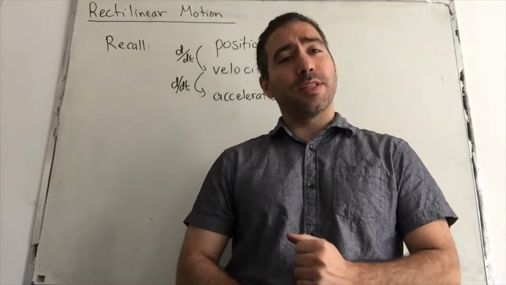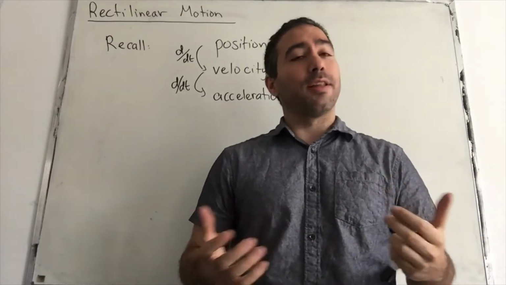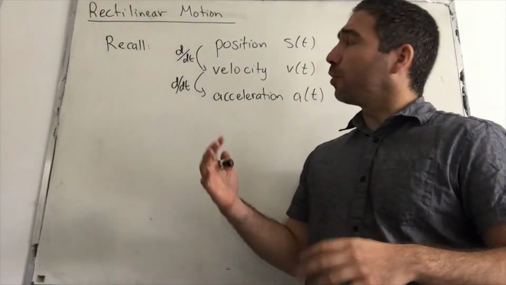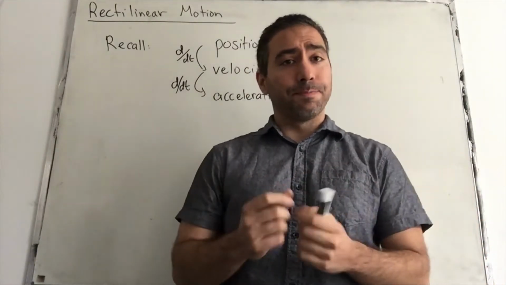So we saw in the previous video how to antiderive functions. So let's apply that. Let's take a look at some examples in physics. So rectilinear motion, what we're talking about is objects moving basically in a straight line.